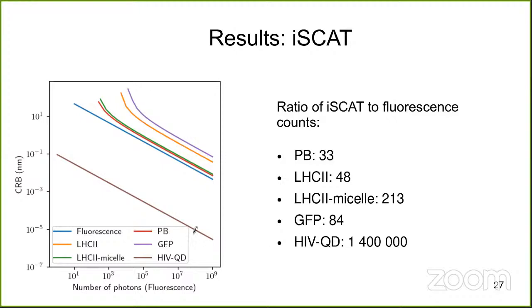So we see that for labeled HIV, the precision of Icecap is actually much better than fluorescence. And then for phycobilisome and LHC2 in a micelle, the performance of Icecap and fluorescence is comparable, whereas for LHC2 by itself and GFP, Icecap performs worse than fluorescence. And so this sharp increase we see in the Icecap uncertainty is due to the dominance of the background term in the uncertainty.